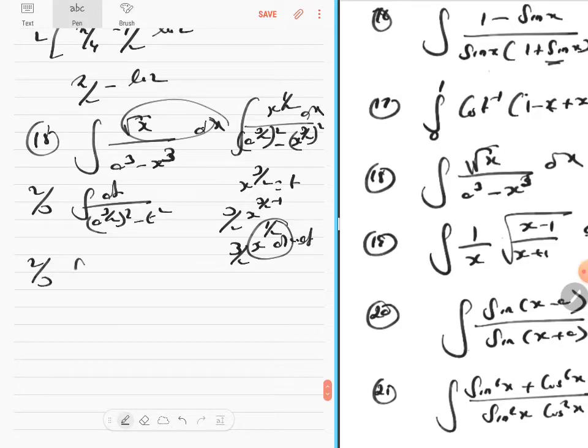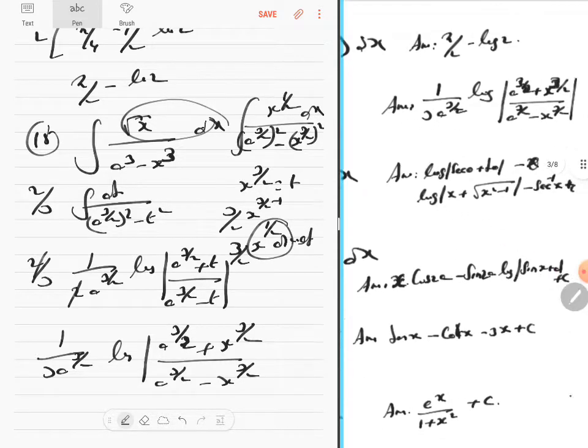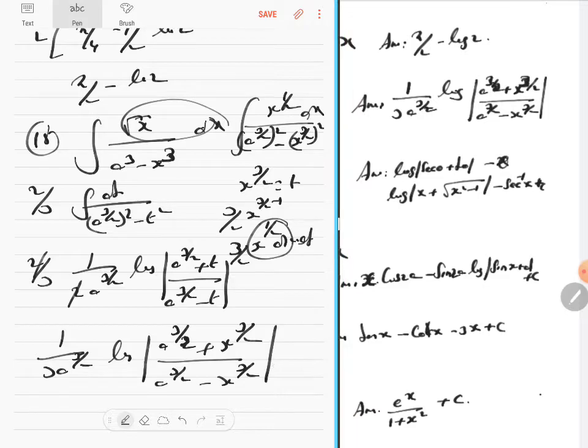Yeah. So 2 by 3 into root of a square minus x square, which is log of 1 by 2a. 1 by 2 into a to the power 3 by 2 into log of mod of a plus x by a minus x. So the 2 and 2 get cancelled. 1 by 3 into a to the power 3 by 2 log of mod of a to the power 3 by 2 plus t over a to the power 3 by 2 minus t. What is t? x to the power 3 by 2. Yeah, plus c. Whether it's definite or indefinite, plus c. Make sure if it's indefinite, you're putting a plus c everywhere.